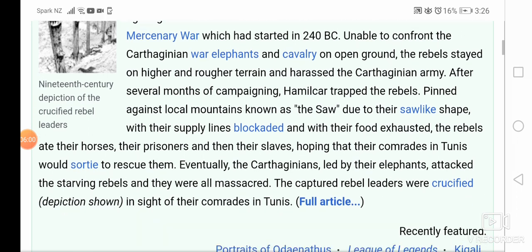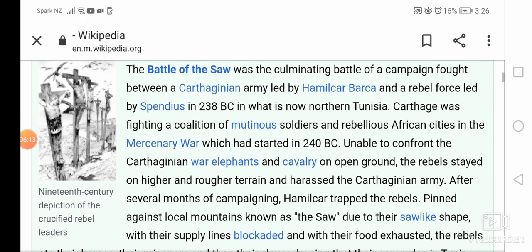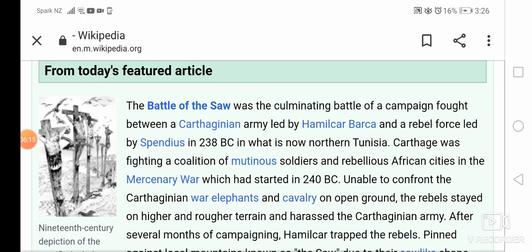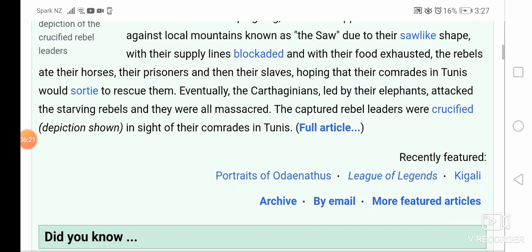Eventually the Carthaginians, led by the elephants, attacked the starving rebels, and they were all massacred. The captured rebel leaders were crucified, in sight of their comrades in Tunis. Oh, that's yucky. 19th century depiction of the crucified rebel leaders.